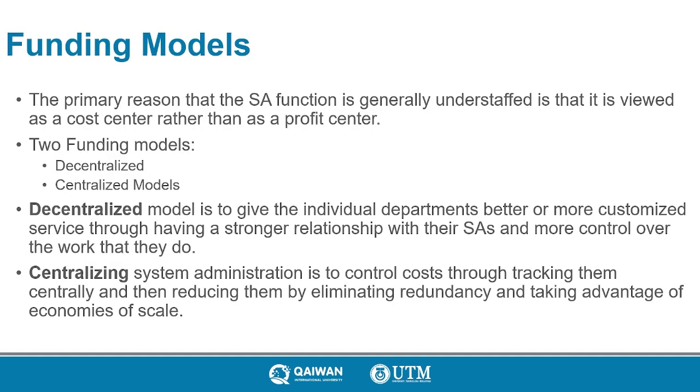Now, funding models. The primary reason that the SA function is generally understaffed is that it is viewed as a cost center rather than as a profit center. We have two funding models, decentralized and centralized. The decentralized model gives individual departments better, more customized services through a stronger relationship with their SAs and more control over the work that they do.